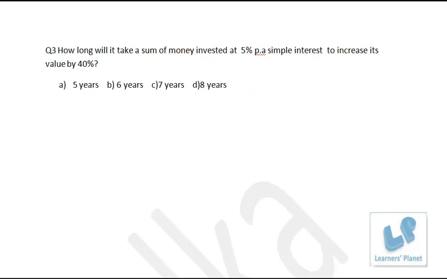Now this question, again very simple, no need to go for any sort of paperwork. How long will it take a sum of money invested at 5% simple interest to increase its value by 40%? Increase value by 40%, that means as of now, suppose the value is 100. So after a particular duration we want 140, right? Now 5% per annum. So simple interest is same every year. So from 100 we want 40 increase. With 5 every year we need 8 increase. So after 8 years. Okay, so that's pretty simple.